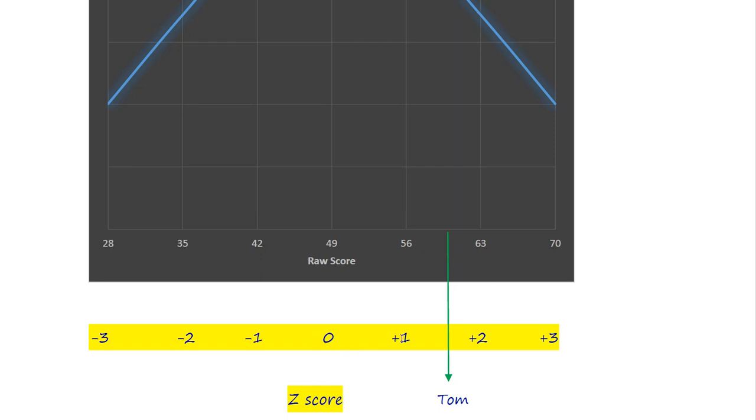So here one standard deviation is 1, here is plus 1, this is plus 2, and this is plus 3, and here is minus 1, here is minus 2, here is minus 3.